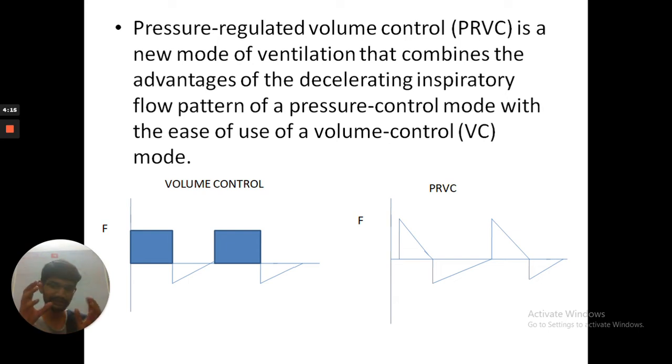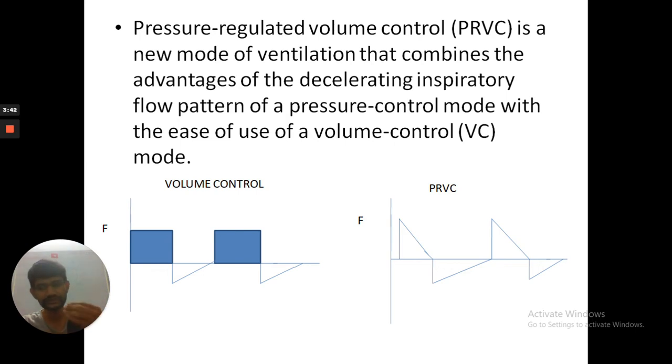So what exactly does it combine? It is a new mode of ventilation that combines the advantages of a decelerating inspiratory flow pattern, a pressure control mode, with the ease of use of volume control mode. Don't get confused. In part 1, part 2 and part 3 I have explained the various flow patterns. If you are confused about the decelerating flow pattern, watch them first and then come to this video. Here there is a decelerating flow pattern with ease of use of volume control mode.